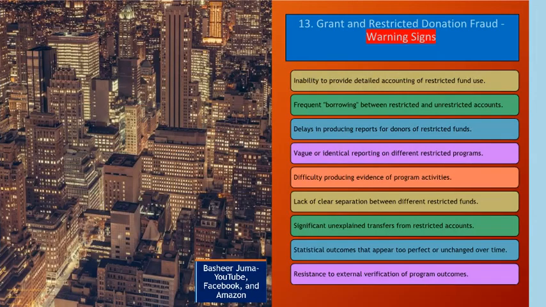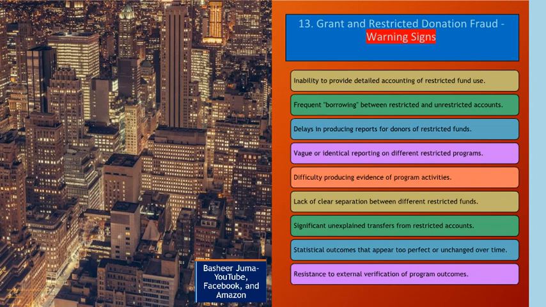13. Grant and restricted donation fraud. Warning signs. Inability to provide detailed accounting of restricted fund use. Frequent borrowing between restricted and unrestricted accounts. Delays in producing reports for donors of restricted funds. Vague or identical reporting on different restricted programs. Difficulty producing evidence of program activities.